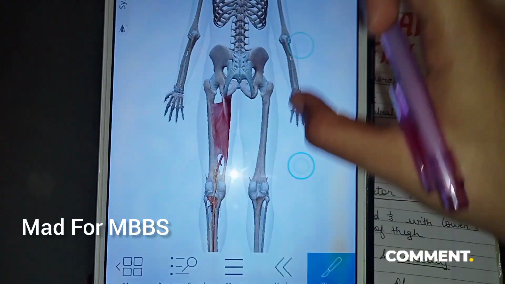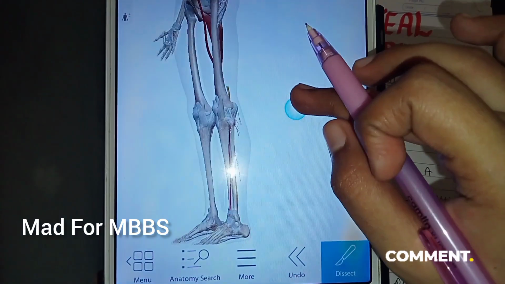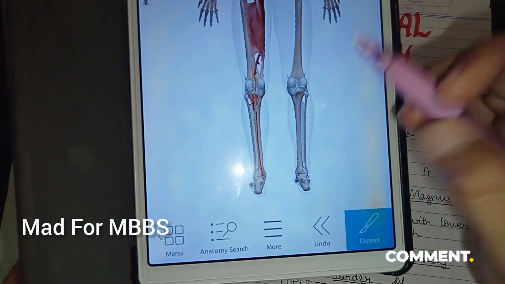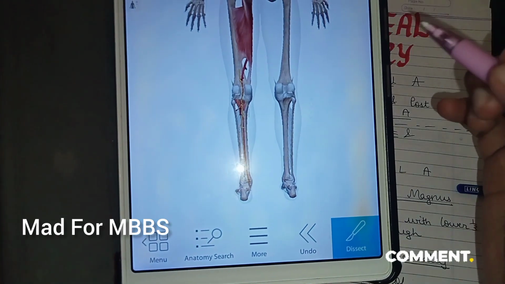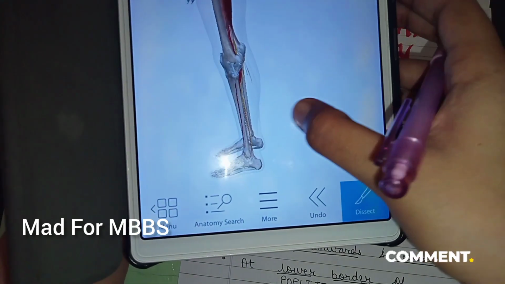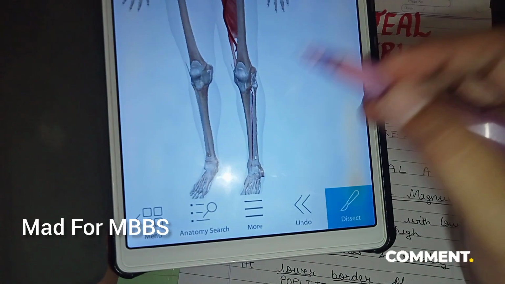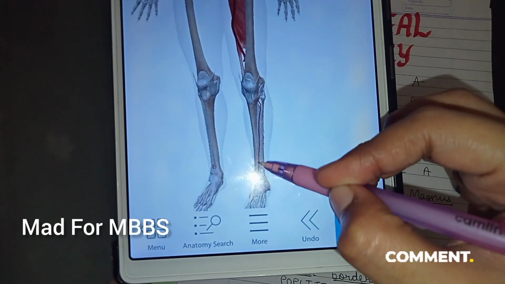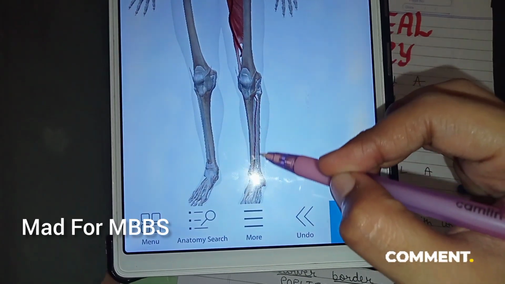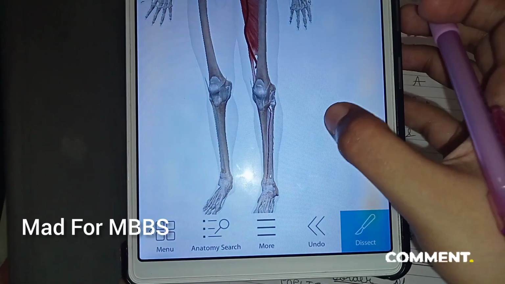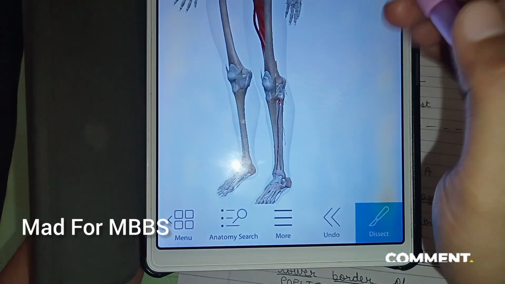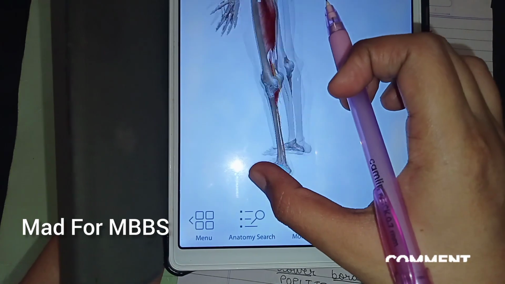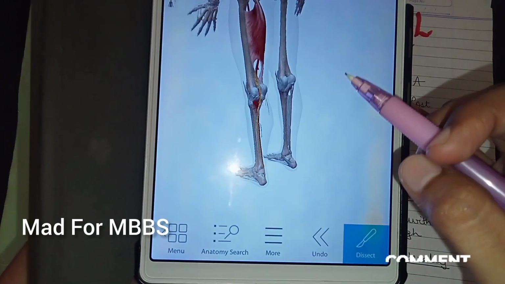Termination, it terminates into anterior and posterior tibial artery. It is tibial because it is very closely related to the tibia. This is the tibia, which is the thick bone as compared to the fibula. So, it is a continuation of the femoral artery and terminates into anterior and posterior tibial artery.